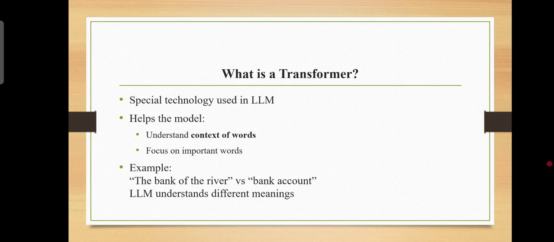Along with the neural networks, there is another important concept called the transformer. Let's understand that. This is a special technology used in modern LLMs. It helps the model understand the context of words. For example, the word bank can mean a river bank or a financial bank. The transformer helps the model understand the correct meaning based on the sentence.